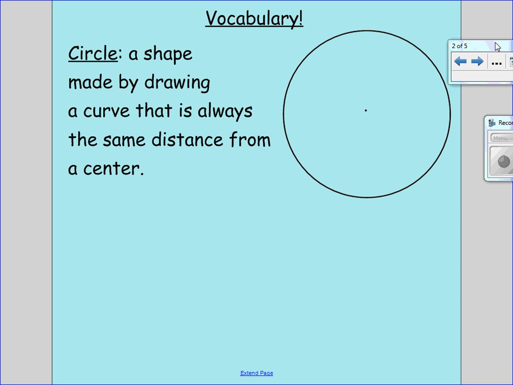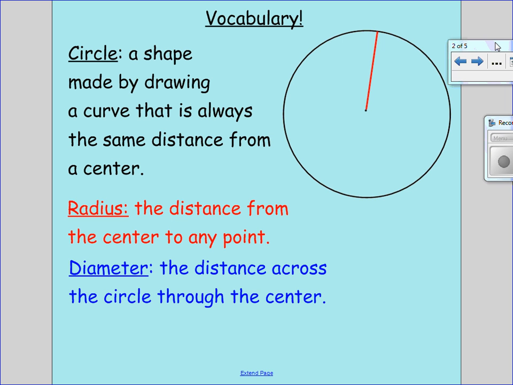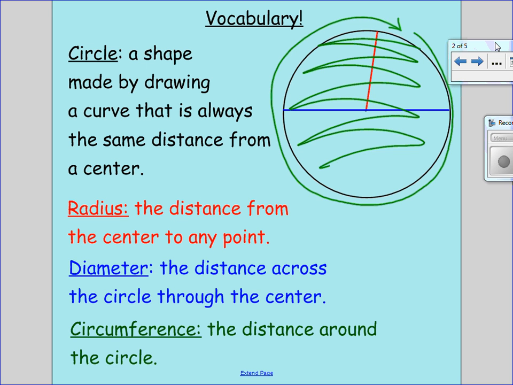Okay, so remember, a circle is a shape made by drawing a curve that is always the same distance from the center. The radius is the distance from the center to any point. The diameter is the distance straight across the circle through the center. And the circumference is the distance around the circle, kind of like the perimeter. Today we want to know the space inside, the square units that cover the entire inner circle.